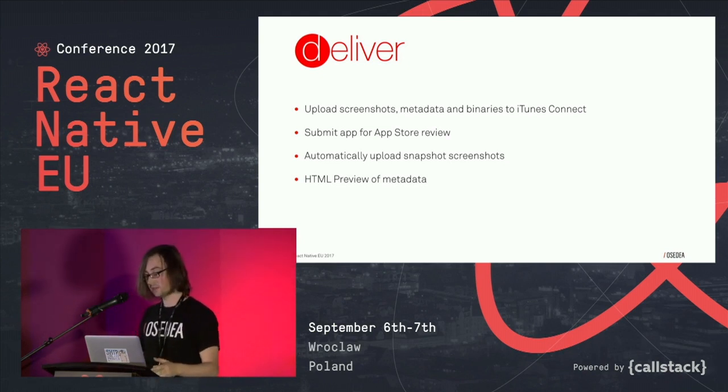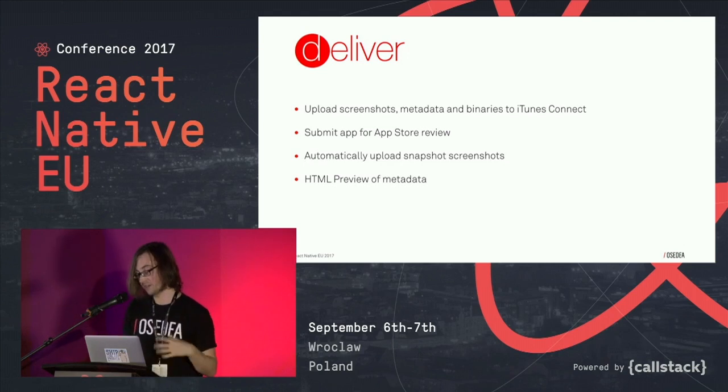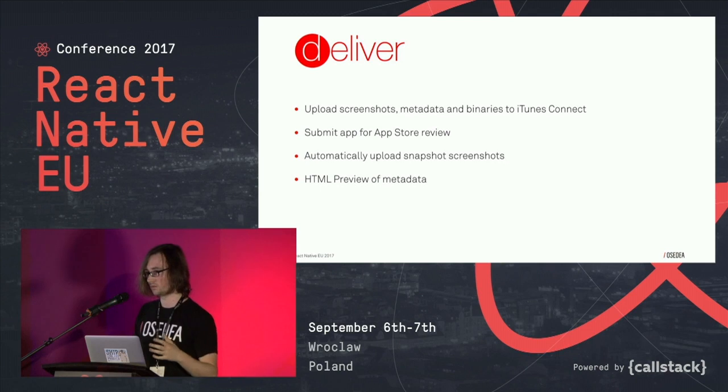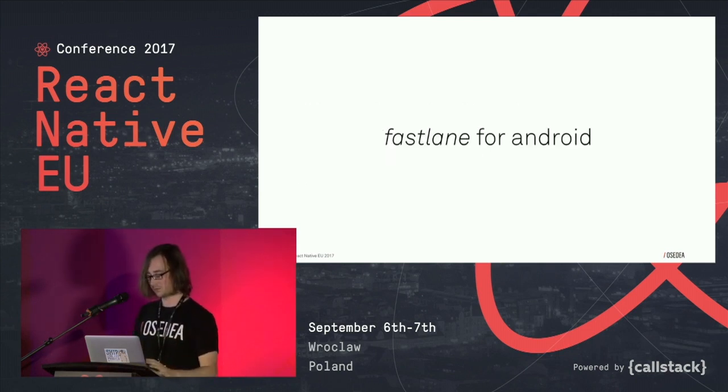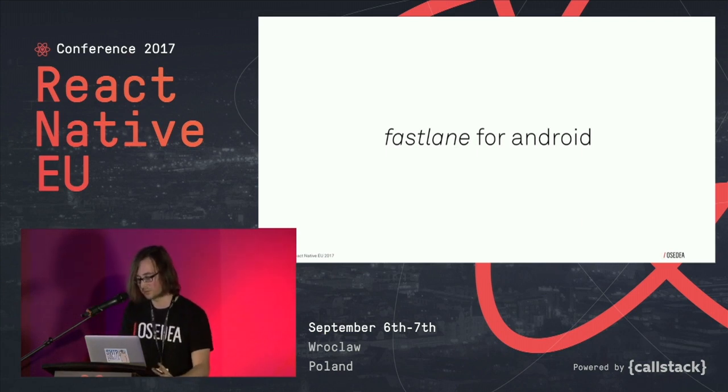Deliver will also automatically use Precheck to ensure your app has the highest chances of passing app review the first time it's submitted. So as you can see, Deliver is really at the core of the tools that you want to use on iOS with Fastlane. So we're done with iOS tools for now. Let's move on to Fastlane tools for Android.